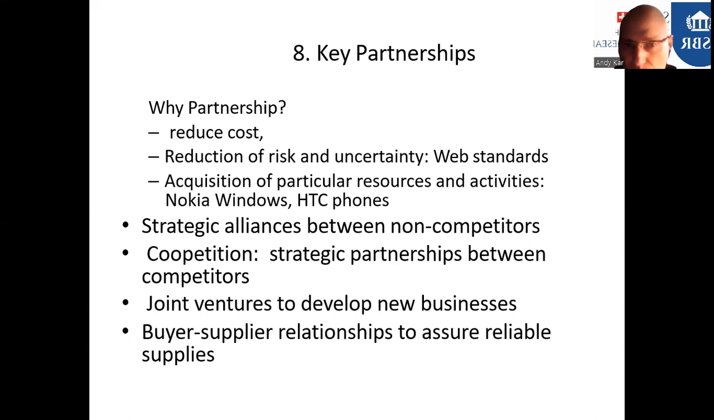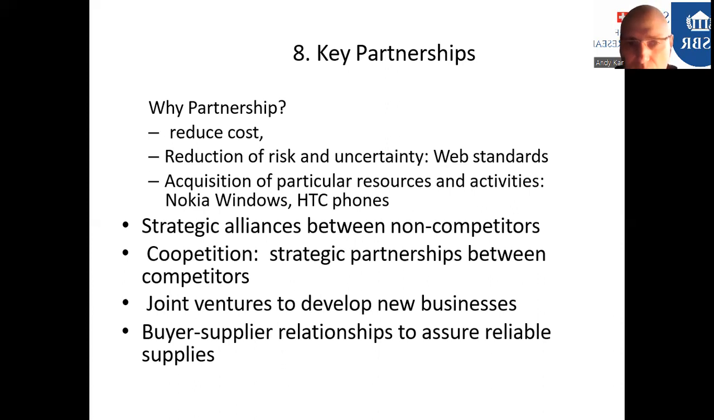Acquisition of particular resources and activities: Nokia, Windows, HTC phones, etc. These are examples of acquisition of particular resources and activities. Some companies buy other companies in order to embed their operations in theirs. Strategic alliances between non-competitors, okay, this is something that might happen in business. Competition: strategic partnerships between competitors. Sometimes even competitors can create strategic partnerships. Joint ventures to develop new businesses with companies that have specific segments of production which the other company does not have, and in combination they can create new businesses, develop them, or innovate.